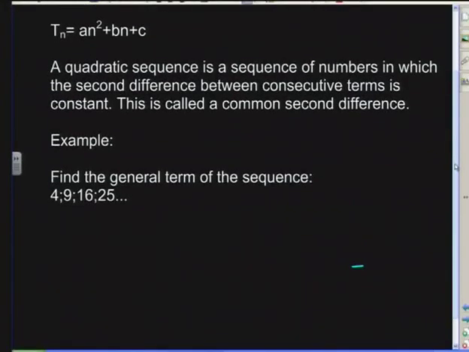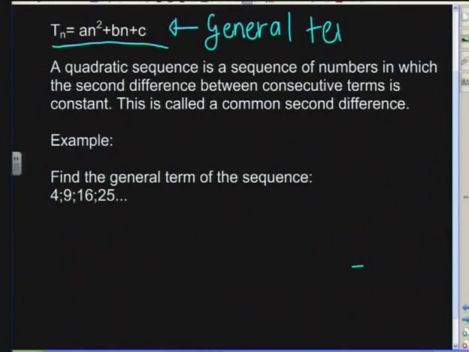All right, so just going over, remember that Tn is equal to an squared plus bn plus c is the general term for a quadratic sequence. When we say general term, it's almost like saying we're finding the formula for the quadratic sequence, if you want to put it that way. Just a reminder, a quadratic sequence is a sequence of numbers in which the second difference between the consecutive terms is constant. And we call that second difference a common second difference.